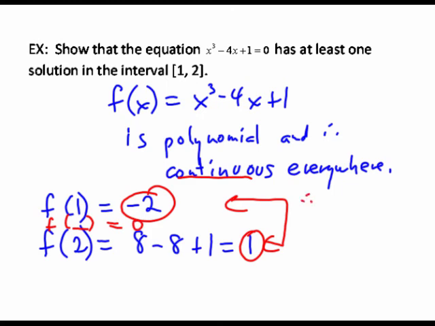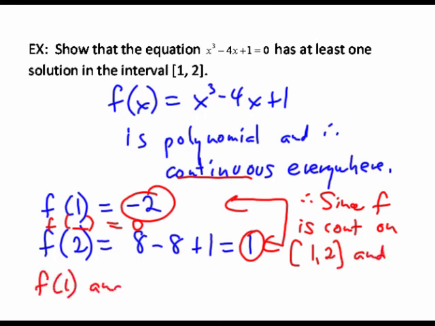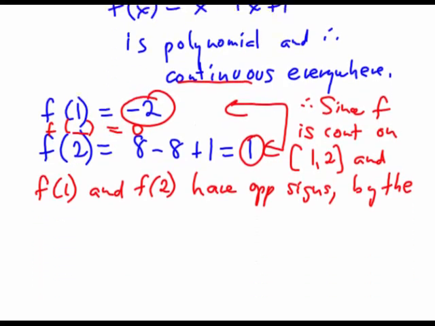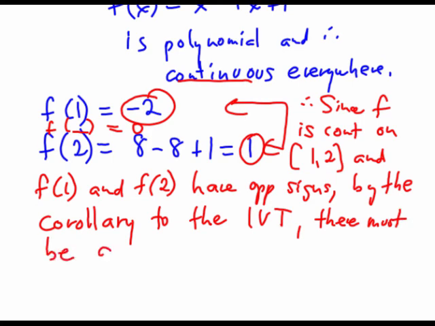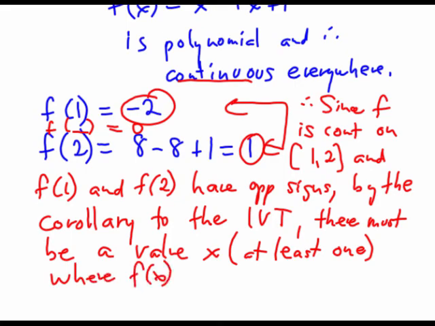Alright, so let's write our conclusion. Therefore, since f is continuous on the closed interval 1 to 2, and f of 1 and f of 2 have opposite signs, by the corollary to the intermediate value theorem, there must be a value x, at least one, where f of x, which is our cubic as defined above, is equal to 0.